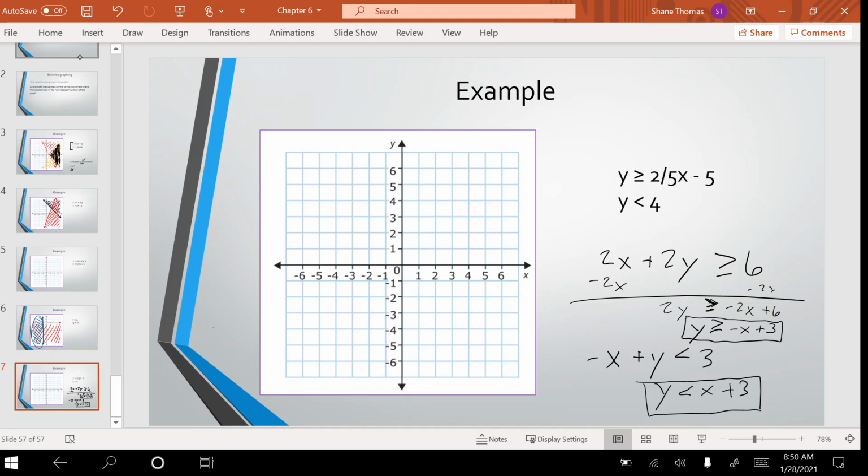There's 2 up there. Graph them. Then we just graph these.